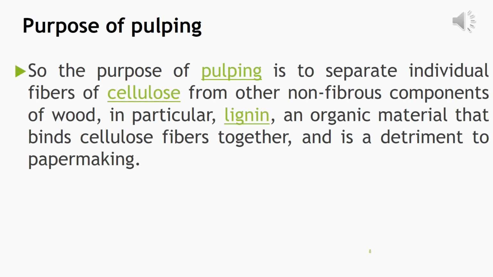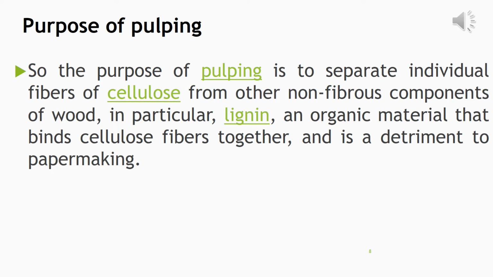Lignocellulose wood pulp is basically a lignocellulose, in which we have discussed the structure of cellulose. Now if you check the lignin, it is an organic material that basically binds the cellulose fibers together. If we use cellulose along with the lignin, as they are present in the wood, it will be a detriment to paper making. Detriment is something which is harmful.